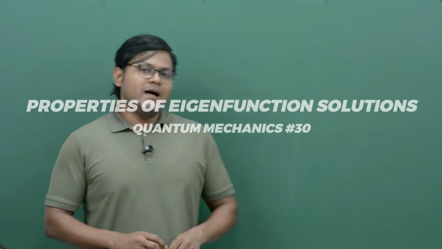Hello everyone, welcome back. In this video, I'm going to discuss some of the properties of the separable solutions or the eigenstate solutions of a Schrödinger equation. You see, in the coming lectures, we'll be dealing with a lot of potentials and we'll be trying to solve the Schrödinger equation for different kinds of potentials. But there are certain kinds of properties that will remain the same throughout. So therefore, I want to discuss those properties first.